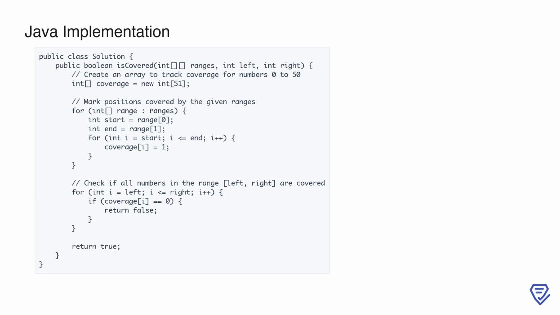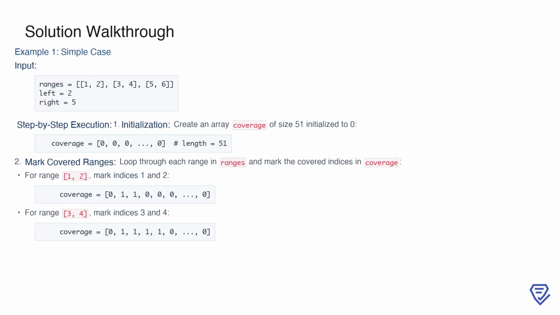This is the Java implementation of the LeetCode problem number 1893, Check if All the Integers in a Range Are Covered. The logic mirrors the Python solution, with explicit type declarations and array handling in Java. The solution uses an integer array to mark the coverage status of numbers from 0 to 50, then verifies if all numbers in the target range [left, right] are covered. The approach is efficient and adheres to constraints, leveraging Java's loop structures for range processing. To solve this problem, we start by initializing an array called coverage with a size of 51, filled with zeros.